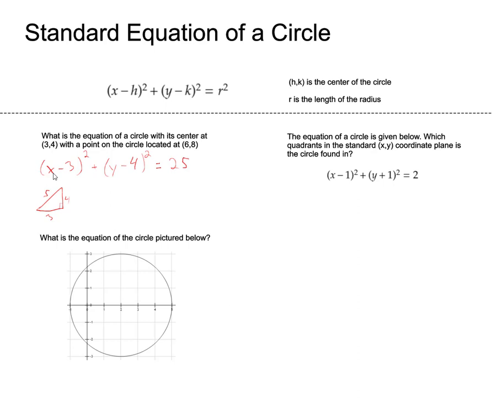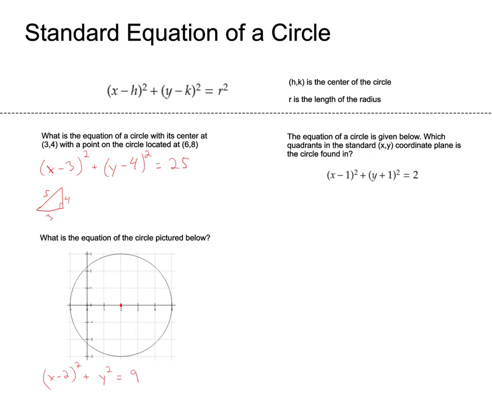What is the equation of the circle pictured below? From the looks of the picture, it looks like the center of the circle is at point (2, 0). And it also looks like we have a radius of 1, 2, 3 units. So this should be pretty easy. We'll do (x minus 2) squared plus (y minus 0) squared, or just y squared, is equal to 3 squared, or 9.